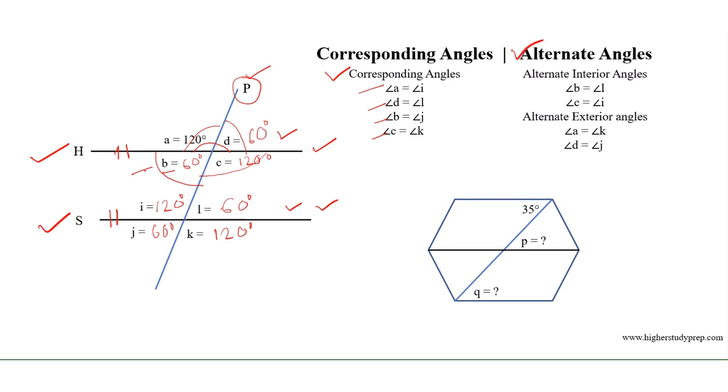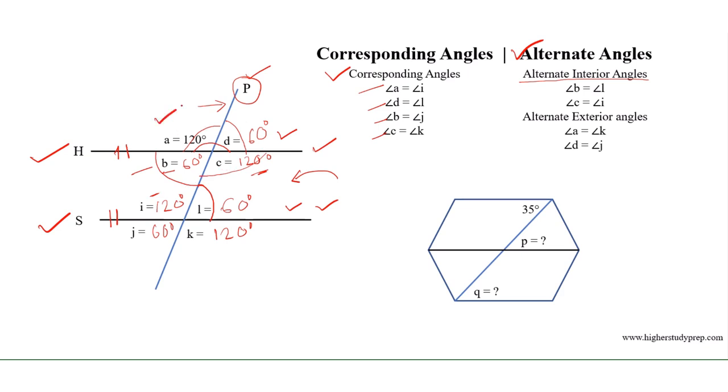For example, angle B and angle L are two alternate angles which are in between the two parallel lines, that is interior to the parallel lines, and are on the opposite side of the transversal line. So they are alternate interior angles. Similarly, C is equal to I.